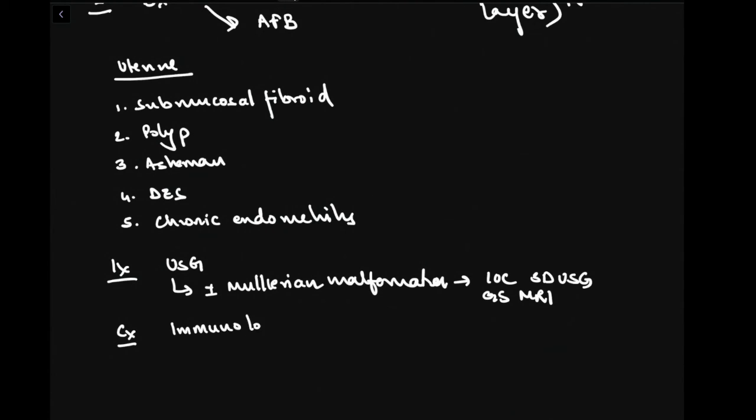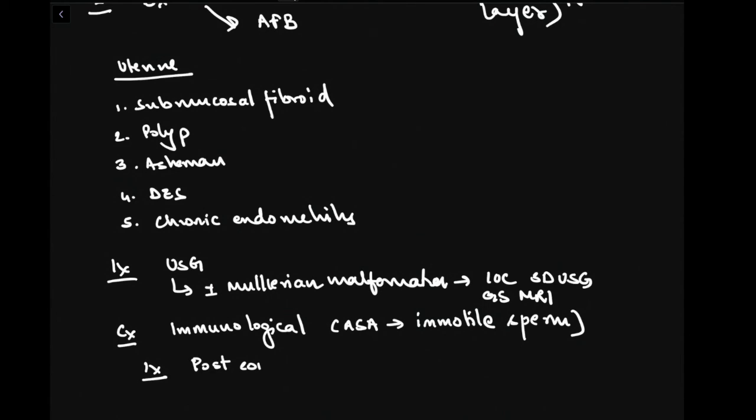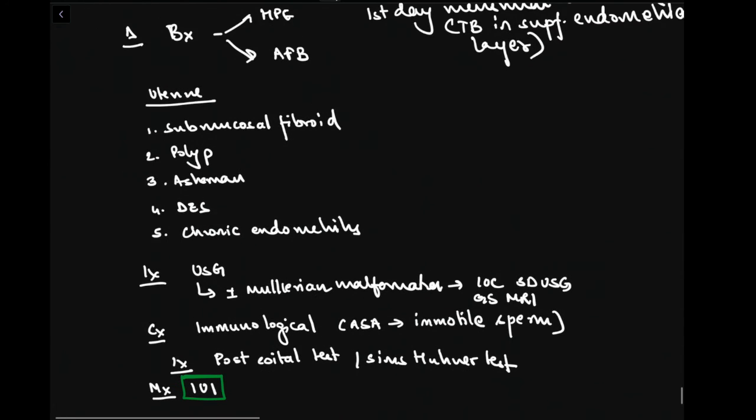Cervical factor infertility, it is due to immunological cause like the presence of anti-sperm antibody which leads to immotile sperm. The investigation is post-coital test or Sims-Huhner test. Right, it is just important for MCQ purpose. It is managed by intrauterine insemination. Right, we bypass the whole route for the sperm and directly place it inside the uterus.